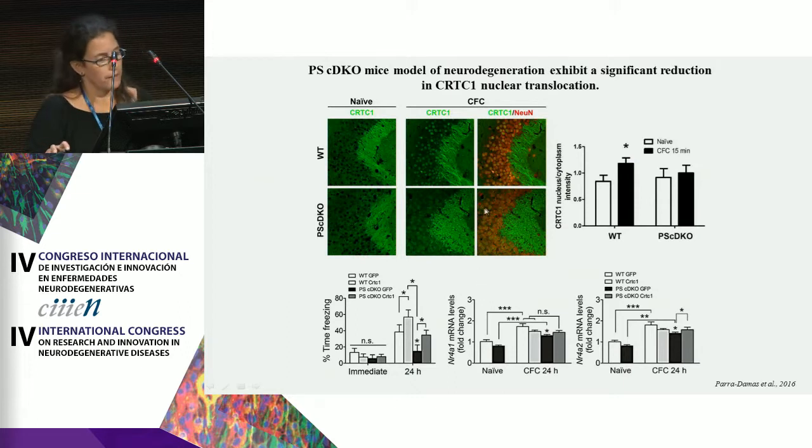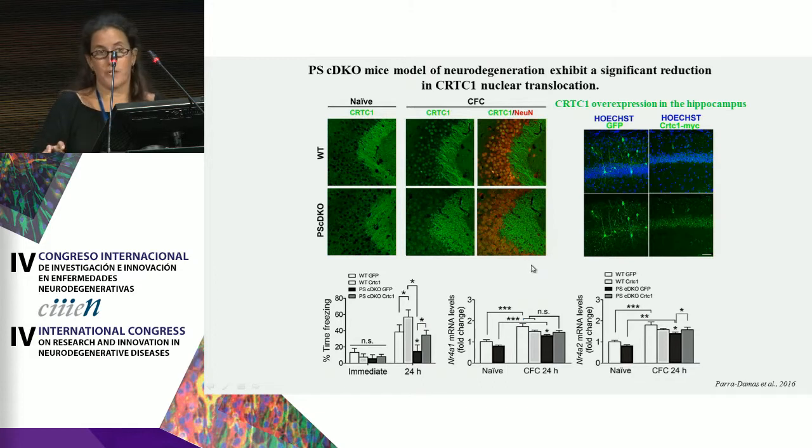In this sense, we have demonstrated that double knockout mice for presenilin present a significant reduction in CRTC1 nuclear translocation after contextual fear conditioning, which is in accordance with the memory deficits observed in these mice. Interestingly, contextual fear conditioning also induces the transcription of CREB target genes, and after CRTC1 overexpression in the hippocampus, the freezing responses 24 hours after training were increased both in the wild types and in the double knockout mice, thus suggesting a memory enhancing effect. CRTC1 overexpression also induces an increase in the transcription levels of CREB target genes, but only in the double knockout mice.